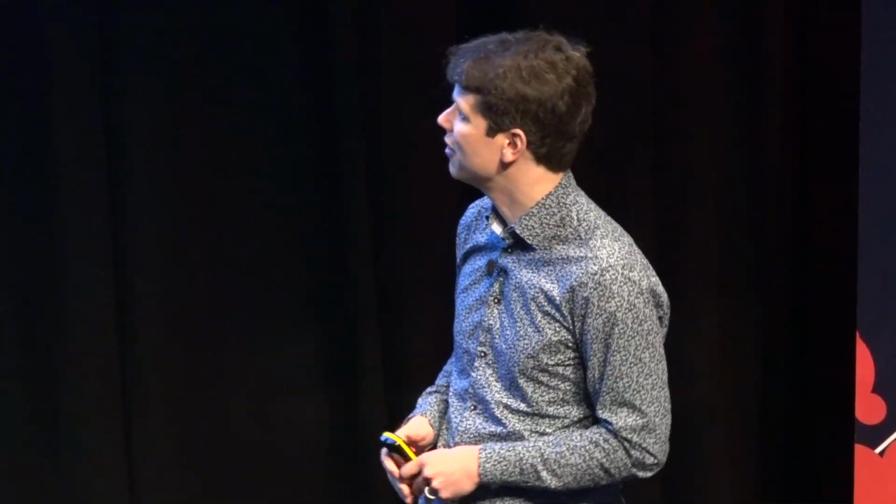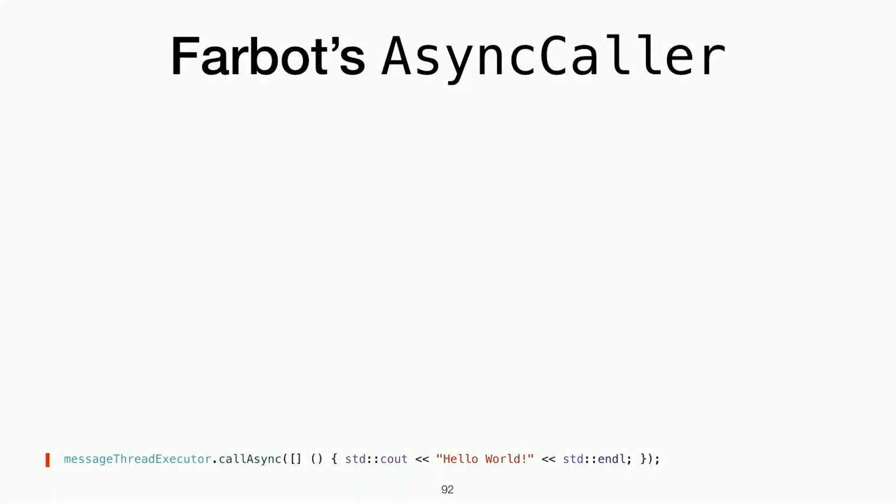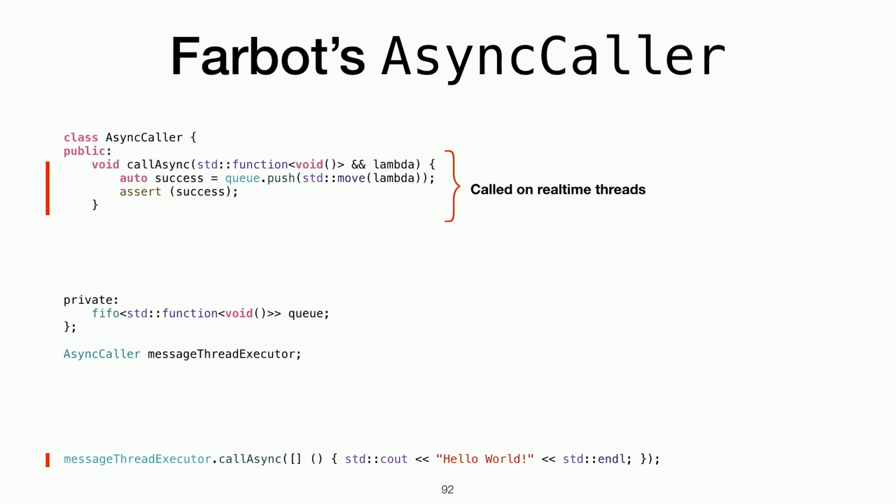By the way, the JUCE call async is not real-time safe, okay? Just so you know. This is how it works under the hood. You use your call async, you call it on a real-time thread. Let's say you want to do some logging. Under the hood, all it does is push it into a lock-free FIFO, a wait-free FIFO. Notice here that we're moving the lambda into the FIFO, so the move operation has to be wait-free, has to be real-time safe.